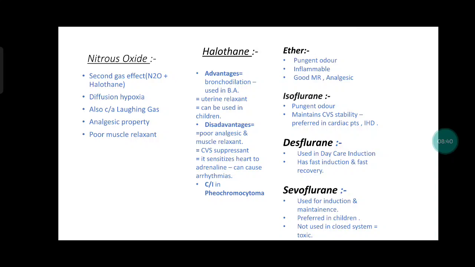Ether. It has pungent odor, it is inflammable, it is a good muscle relaxant and an analgesic. Isoflurane. It has pungent odor, it maintains CVS stability, therefore it is preferable in cardiac patients, especially in ischemic heart diseases. Desflurane. It is used in daycare induction, it has fast induction and fast recovery. Sevoflurane. It is used for induction and maintenance. It is preferred in children. It is not used in a closed system because it can cause toxicity.